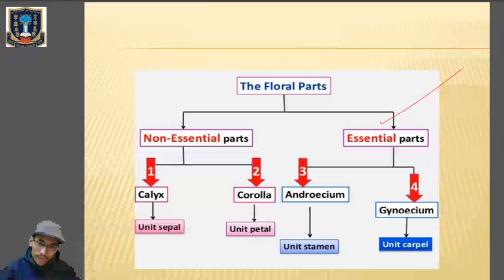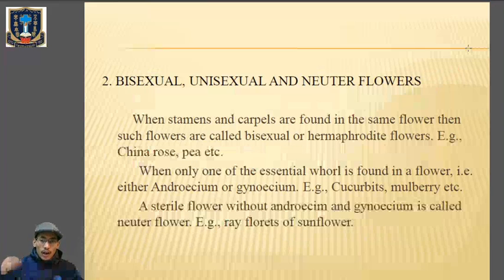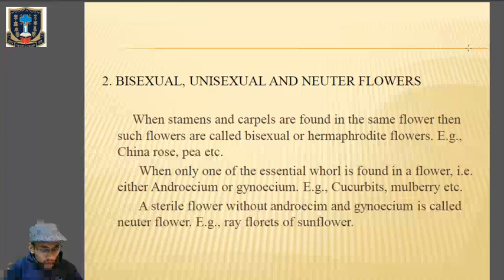Clear? Okay, now next we'll talk about bisexual, unisexual, and neuter flowers. Now what is a bisexual flower? When the flower bears both the stamens and the carpels, that means when the flower has both androecium and gynoecium, then such flowers are called bisexual flowers, also called hermaphrodite flowers. Examples are China rose, hibiscus, and pea. They are bisexual flowers. In such flowers we will find both the stamens and the carpels.